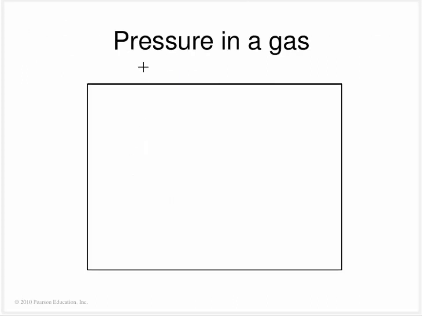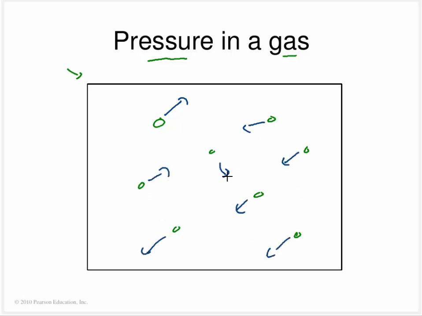Now, I want to talk a little bit about how pressure works inside of a gas. Suppose I have a 2-liter bottle or a chamber, and I've got some gas in there where these green circles represent my gas. Keep in mind that this gas is in motion. These particles are moving and bouncing into things, going in pretty much random directions.